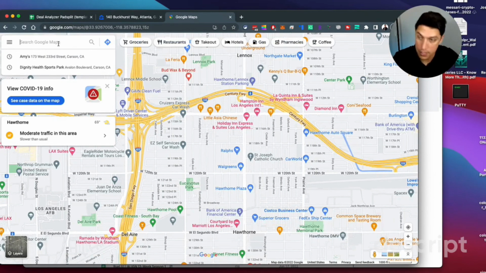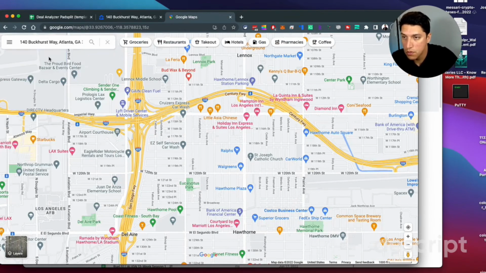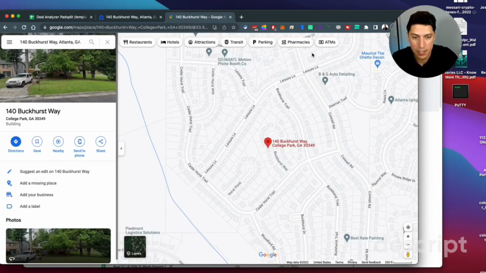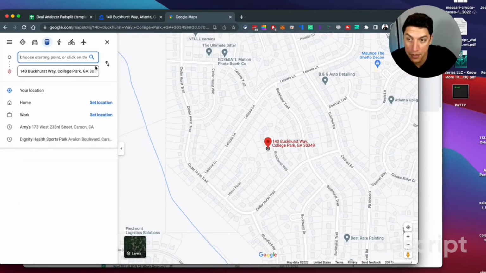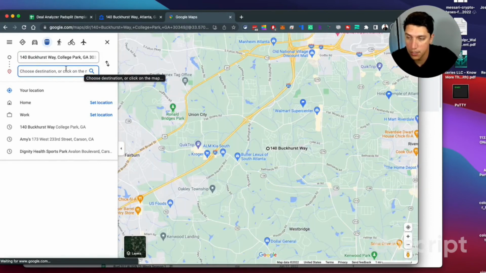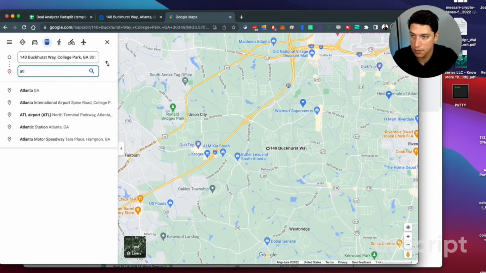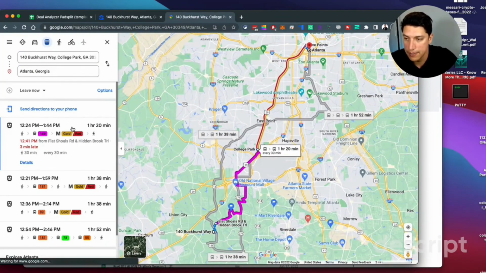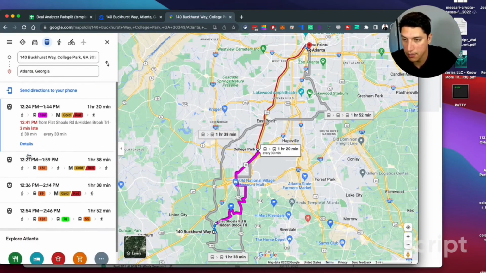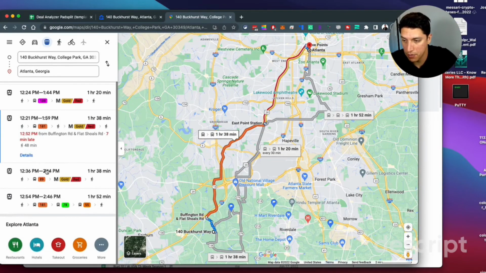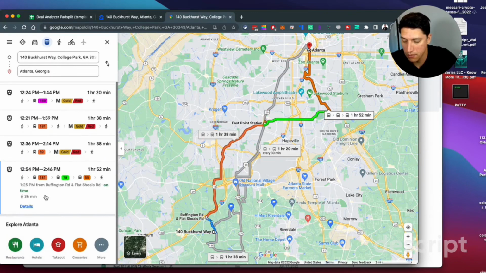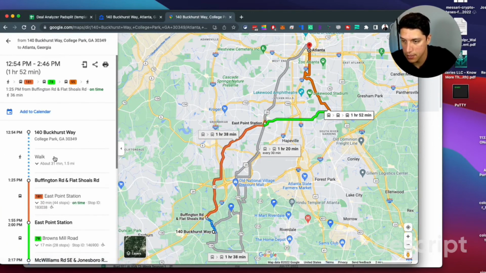This is for PadSplit because 50% of PadSplitters don't have a car. So by being closer to transit, you are going to have more opportunity to book people there. And so you can see this is like a 30-minute walk. So that means that's a lot of walking. 48-minute walk, 44-minute walk, 36-minute walk. So if I click into the details, yeah, 30 minutes to walk to the nearest bus stop.